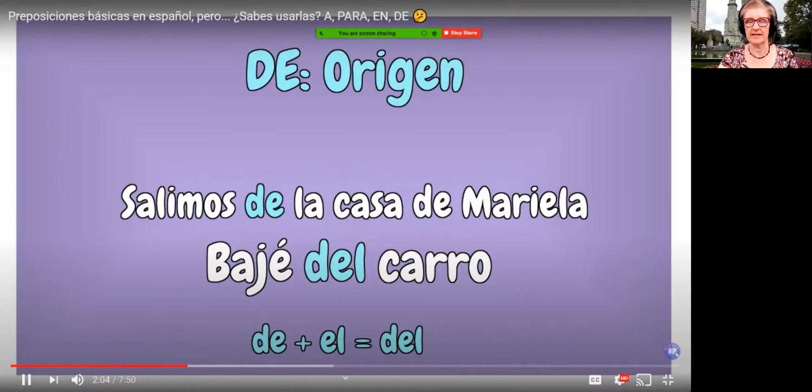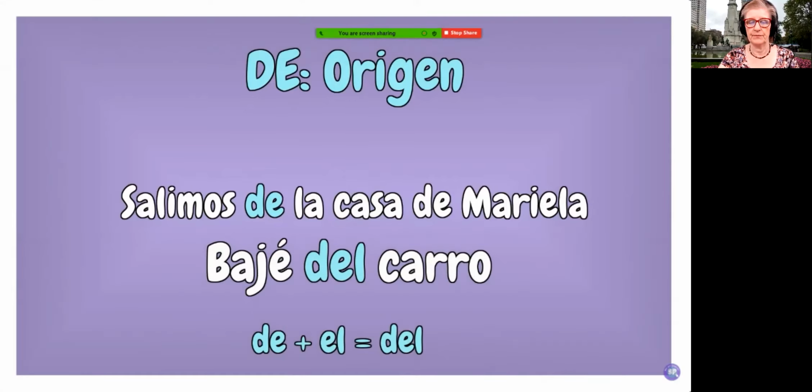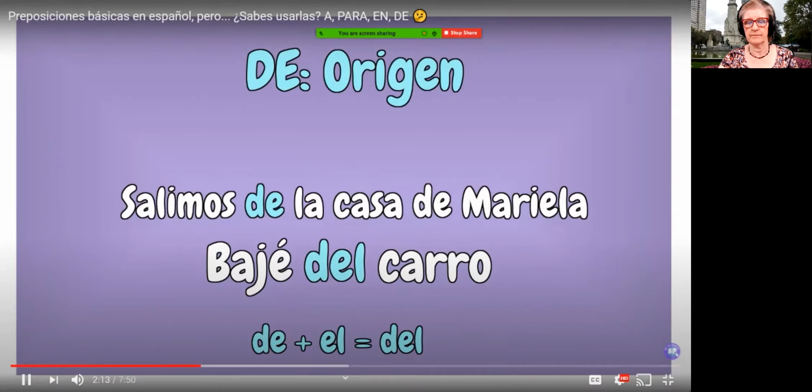En este caso estamos combinando de el carro. Pero no decimos de el carro, sino que lo combinamos y queda del carro. Bajé del carro.